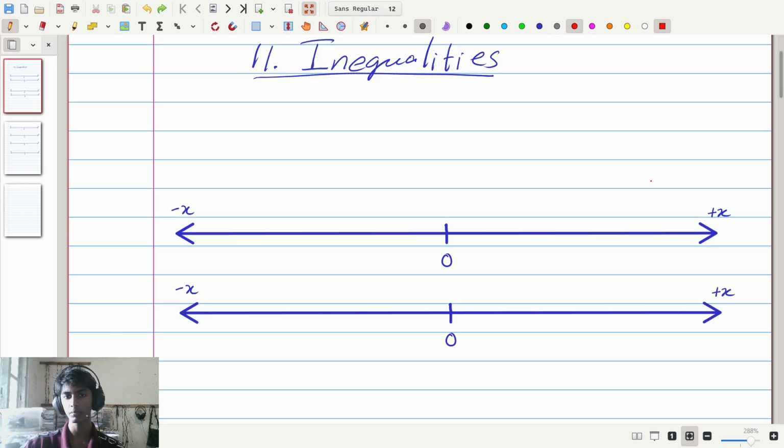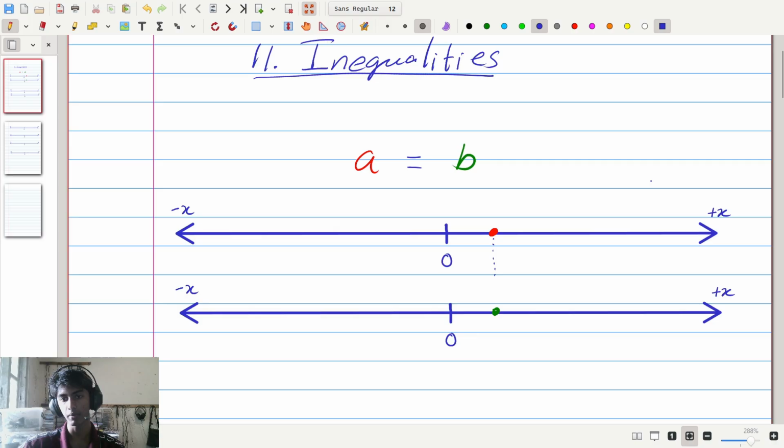Equalities are something of the form A equal to B. We don't really call this an equality, we just call these equations, but we say that A is equal to B. What A equal to B means, as you already know, is that if A is some numerical value, then the numerical value of B is exactly equal to the numerical value of A. Both of them have the same exact numerical value.